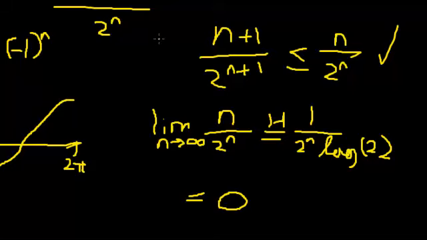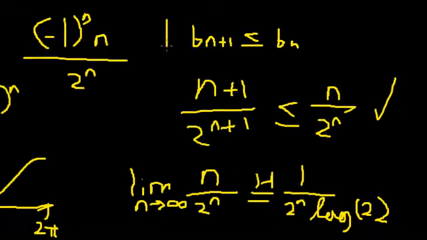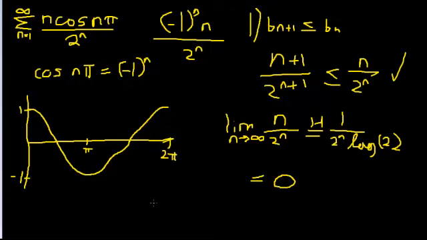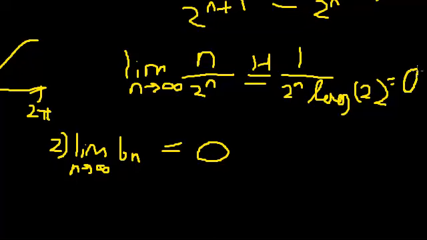And the two conditions are that b_(n+1) has to be less than b_n, which checks out. So this is condition 1, and that has to be true. Condition 2 has to be the limit as n approaches infinity of b_n equals 0. That does equal 0.